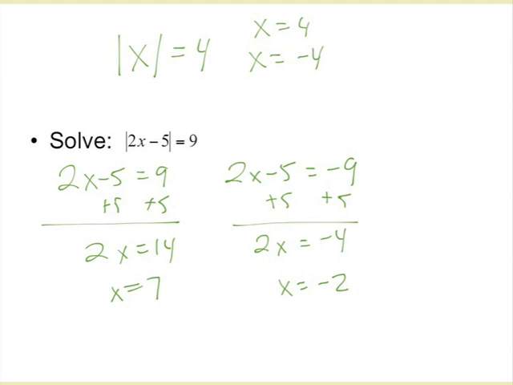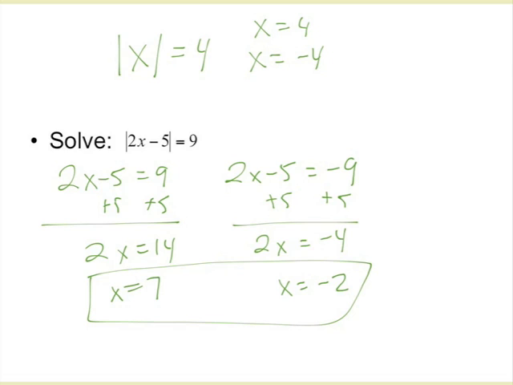To confirm that they work, we can always, in an equation, take those back to the beginning and plug them in. So if I plug in a 7 to the original problem, 2 times 7 is 14, minus 5 is 9, absolute value of 9 is 9. If I plug in a -2, 2 times -2 is -4, minus 5 is -9, and the absolute value of that gives me a positive 9. So they do both work. And they're not just opposites of each other. We actually had to solve both of them individually. Okay? Questions?